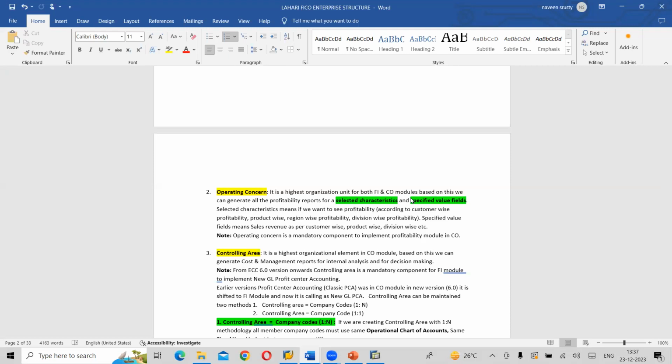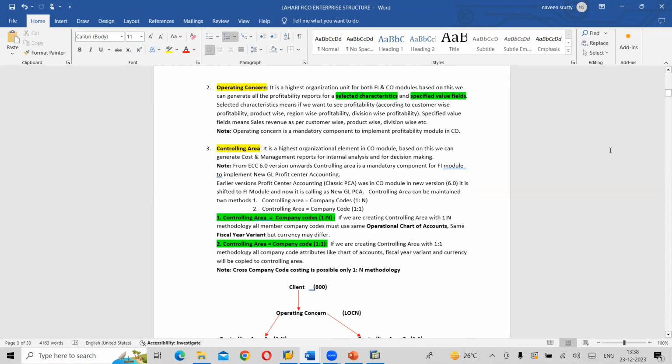Structure will be something different, but for all, this is a common structure. What is first a client, after that operating concern, after that controlling area, and after that company codes, clear? And after that module, material management module, organization structure would be something added, SD module something added.